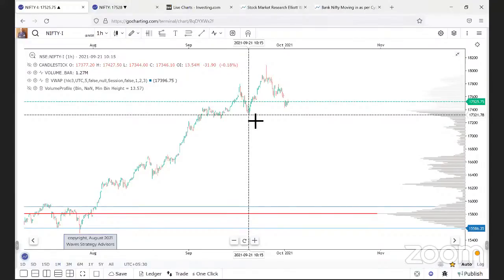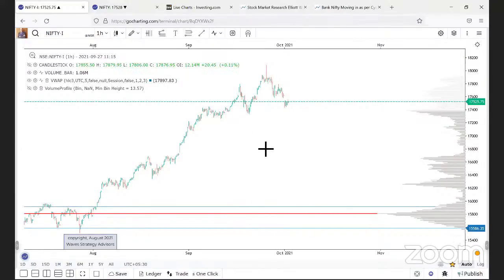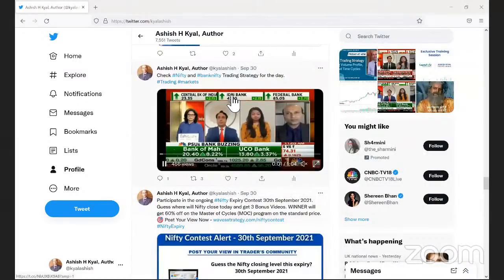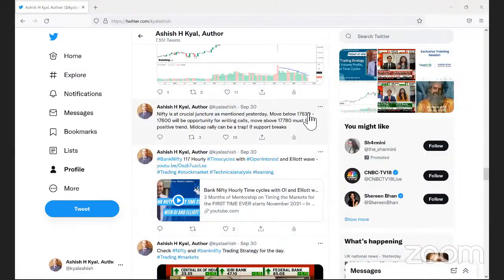Trust me on that. Let me share across quickly what I have been tweeting and why I have been tweeting that. I do tell you to follow over there. Tejaswa, I am using Go Charting for the OI profile, and you can easily plot it. You can clearly see that what I have been tweeting across has been simply fabulous. Move below 17,630, 600 will be an opportunity for writing calls. This is what I mentioned in the morning.